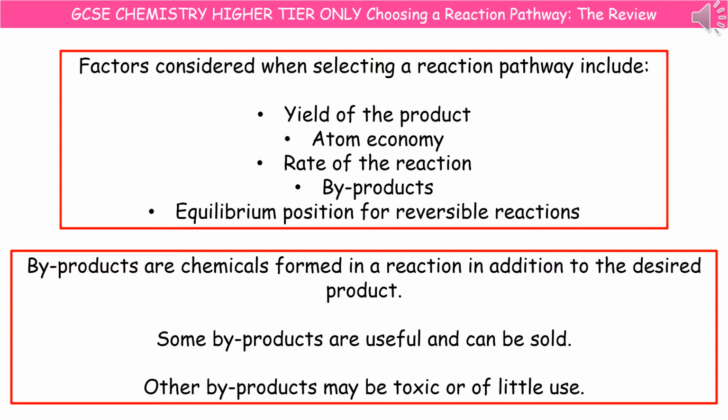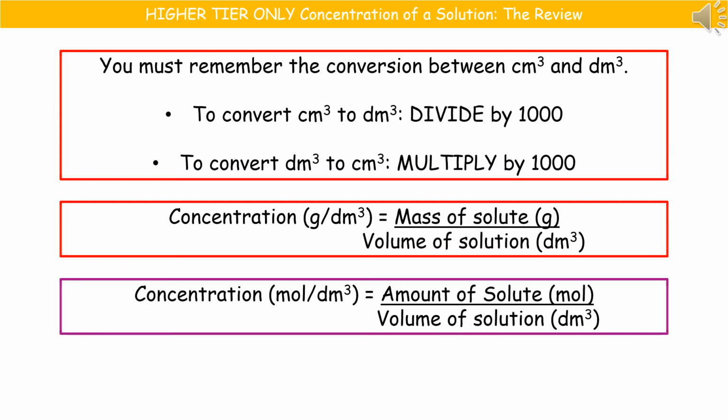When we talk about a byproduct, these are chemicals which are formed in a reaction in addition to our desired product. Now, some of these could be useful and therefore could also be sold, but others may be toxic or of little use, so they're the ones we want to try to minimize.